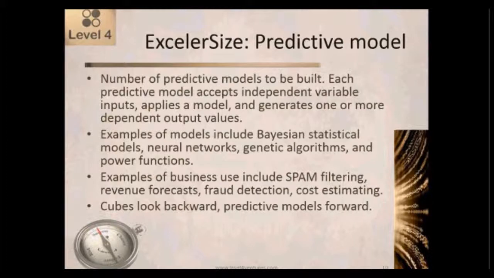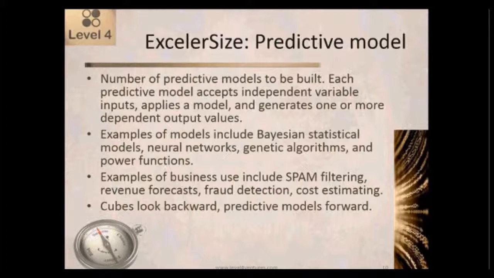Predictive models is the number of predictive models to be built. Each of the predictive models is going to accept some independent variable inputs. It's going to apply some kind of a model, which is normally some kind of set of mathematical formulas or something similar. And then it's going to generate 1 or more dependent output values. So it's much like we're doing with cost estimating. Examples of models include Bayesian statistical models, neural networks, genetic algorithms, power functions. We use a lot of power functions as part of estimating. So examples of business use include things like spam filtering, revenue forecasts, fraud detection, cost estimating.